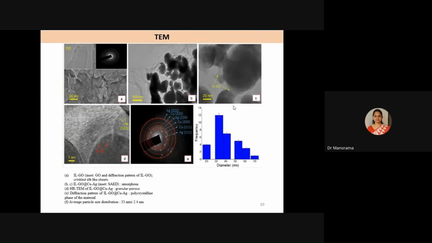Further, we characterized with the TEM technique. In the ionic liquid functionalized GO, we found crinkled, silk-like sheets, but after mixing the CuAg nanoparticles, granular porous surfaces are found, and you can see that the ionic liquid GO is wrapped over the CuAg nanoparticles. So it confirms the formation of the nanocomposite. The diffraction pattern also shows the polycrystalline phase of the material and the different phases of the CuAg bimetallic nanoparticles. And in the average particle size distribution, we found 33 nanometer plus minus 2.4 nanometer.